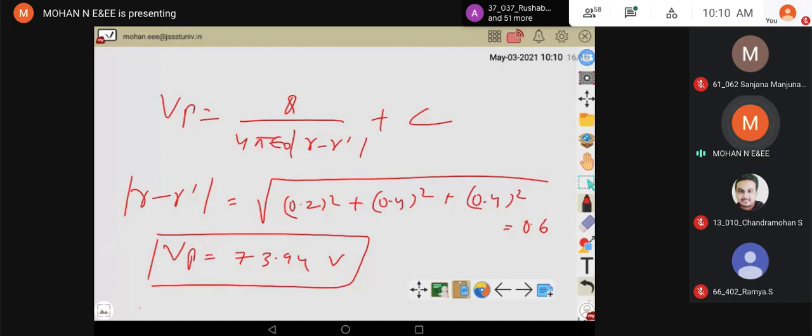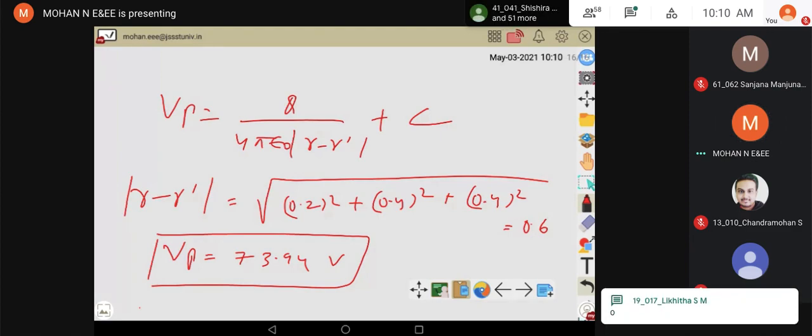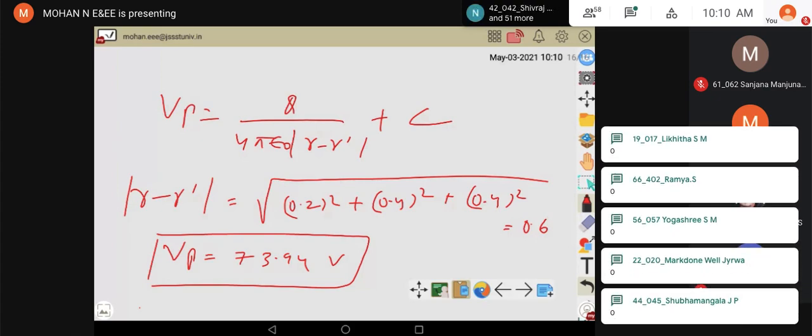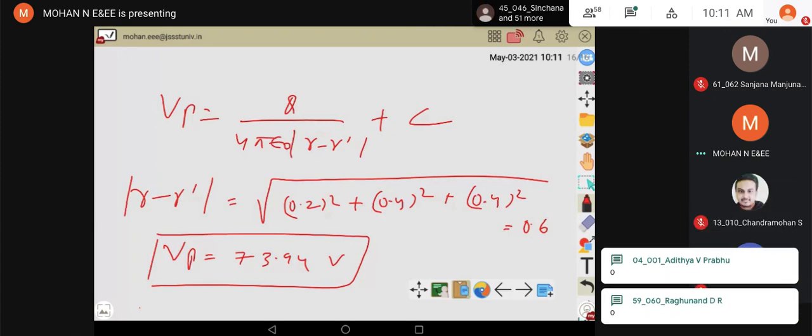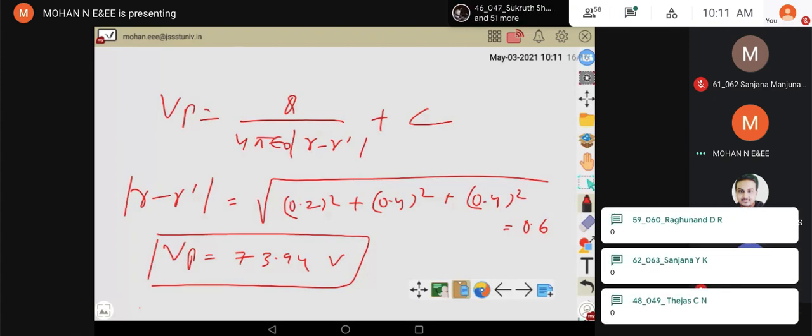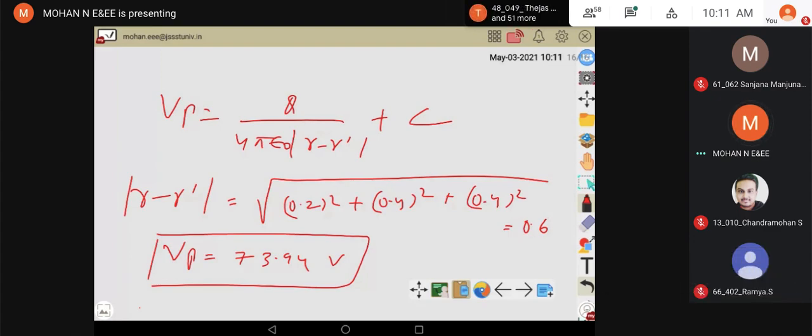Yes, if this numerical is clear for you, please type 0 on the chat box. Now, we shall move on further.